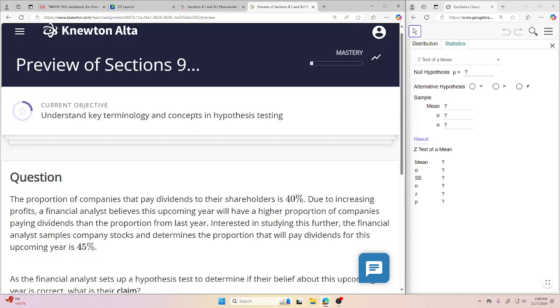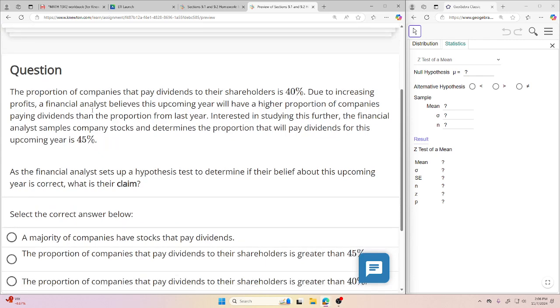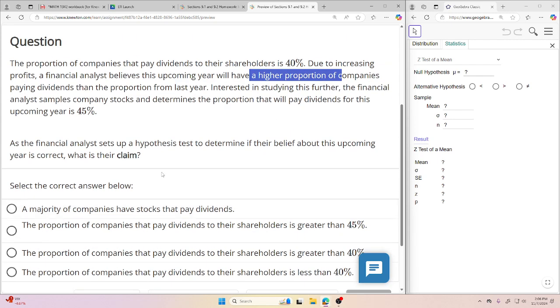Okay, let's keep going. So, pays dividends is 40% due to increasing profits. Believes, there's the key word, that it'll be a higher proportion. So we just did this. Which one would it be?